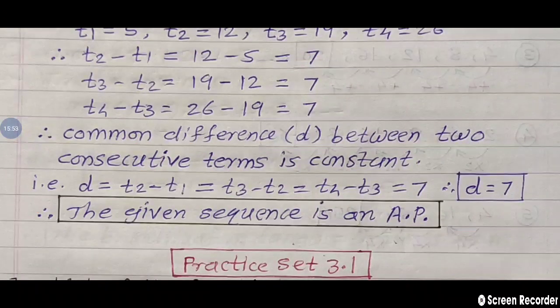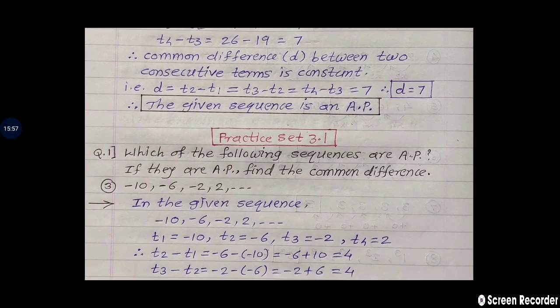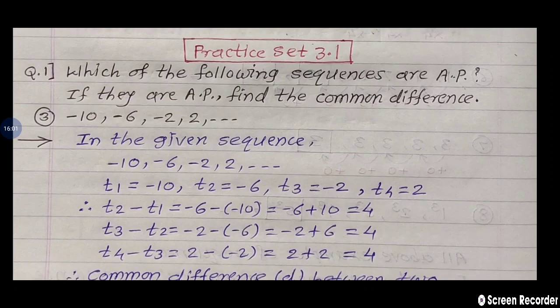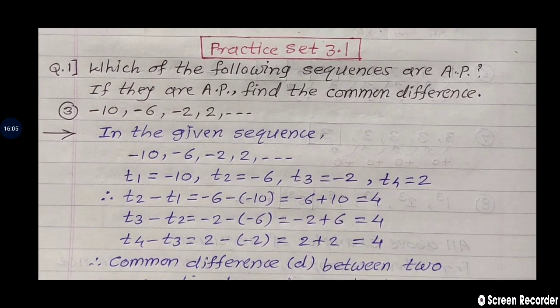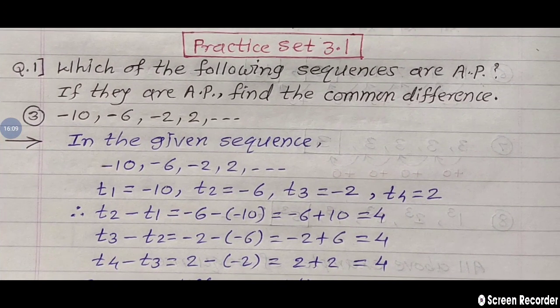All of you understood? This is the first question. Now from the problem set 3.1 we are solving a few more examples. In question number 1, check that. In question number 1, which of the following sequences are AP? If they are AP, find the common difference.